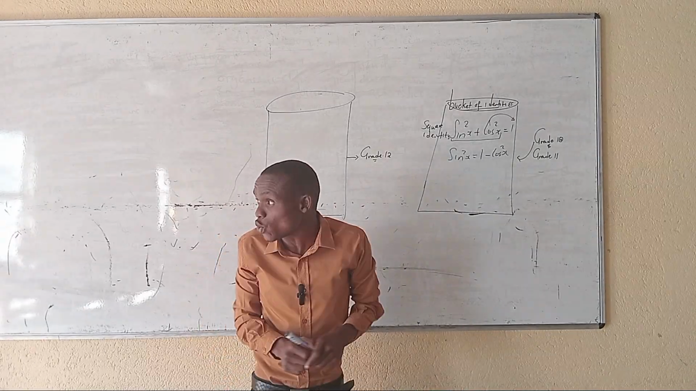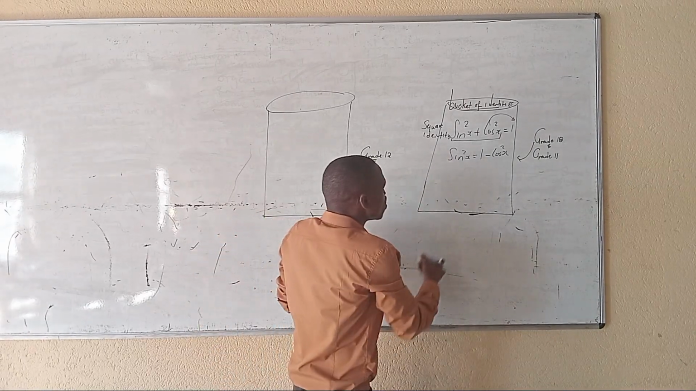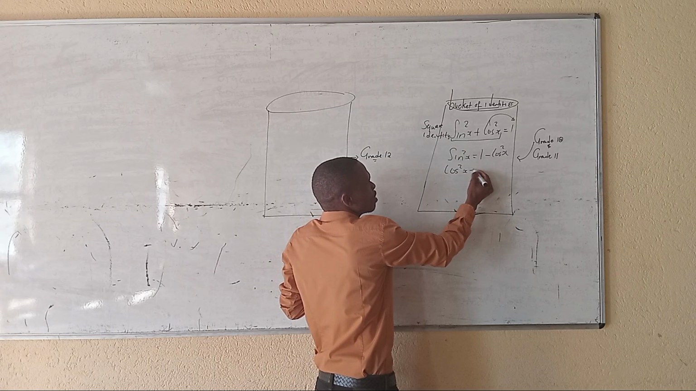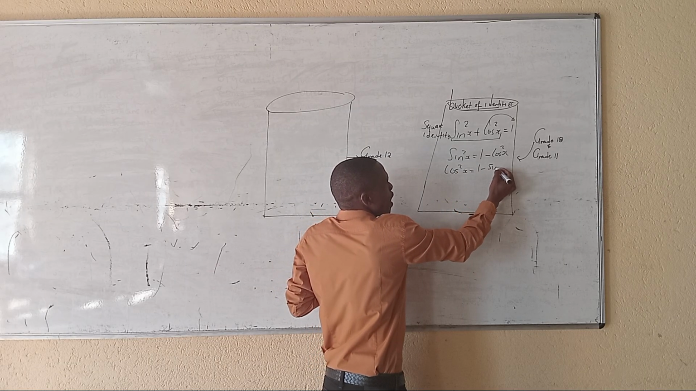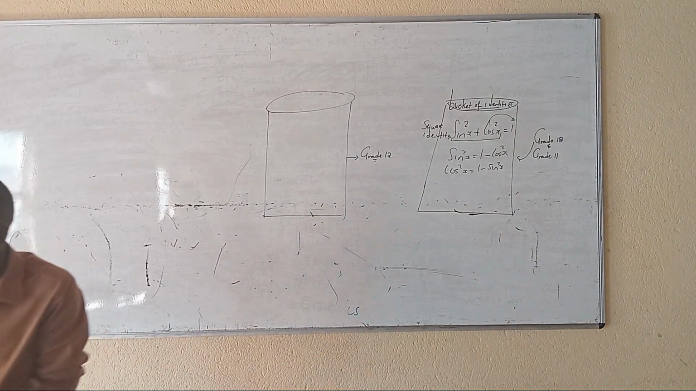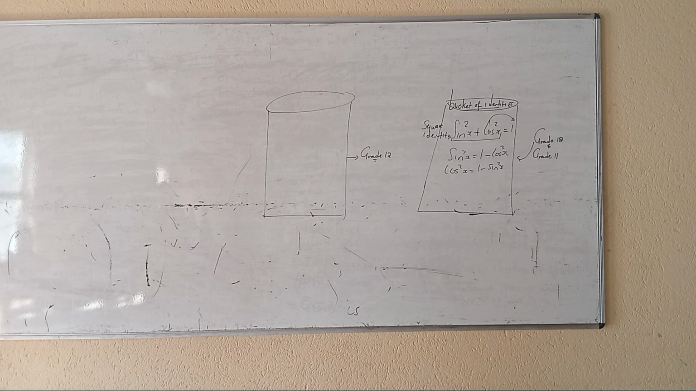And what else do we know? We also know that cos squared x is 1 minus sine squared x. These are the identities that you must know as a grade 12 student, so that they will enable you to work with trigonometry. It's going to be easy when you are dealing with trigonometry when you have these identities.